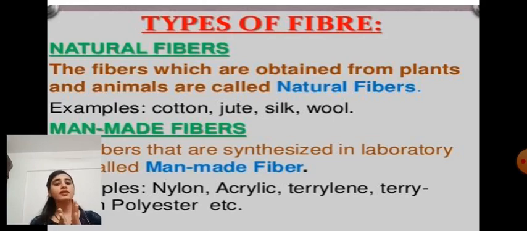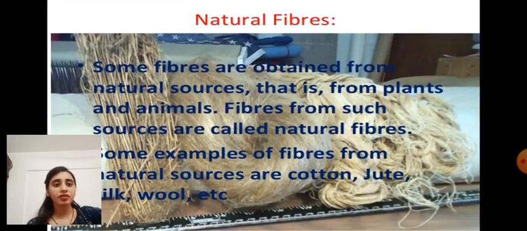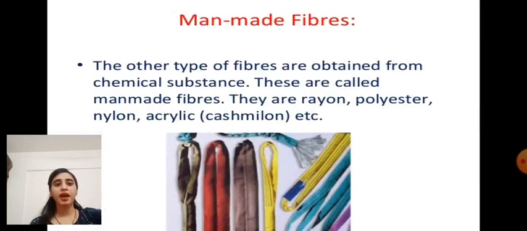Wool is used for knitting clothes, and silk is used for making saris or other dress materials. So natural fibers involve plant fibers as well as animal fibers. Examples of natural fibers are jute and cotton. Man-made fibers are those obtained from chemical substances, that is nylon, rayon, polyester.